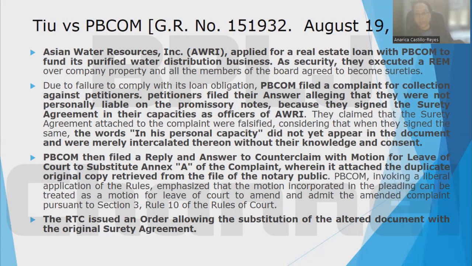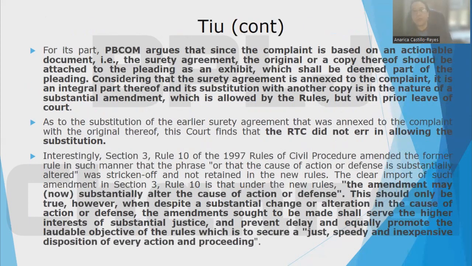Now, PBCom filed a reply and answer to counterclaim with motion for leave to substitute Annex A, wherein it attached the duplicate original copy retrieved from the file of the notary public. Invoking liberal interpretation, it emphasized that the motion incorporated can be treated as a motion for leave of court to amend and admit the amended complaint. So the RTC allowed the substitution of the altered document with the original surety agreement.